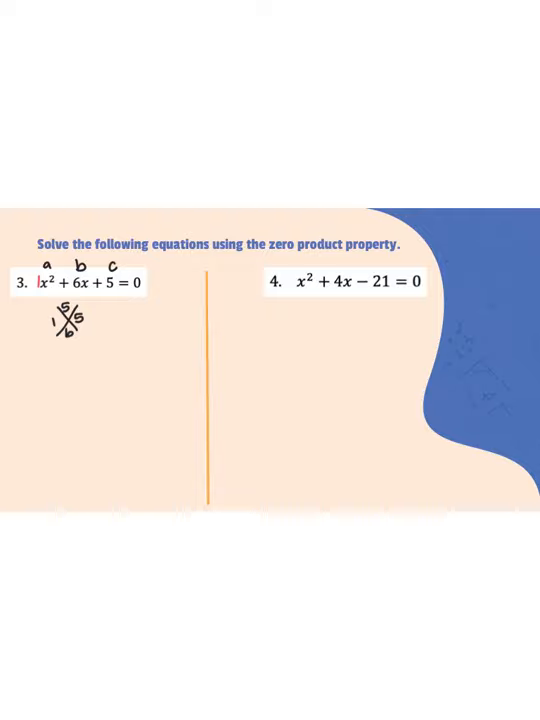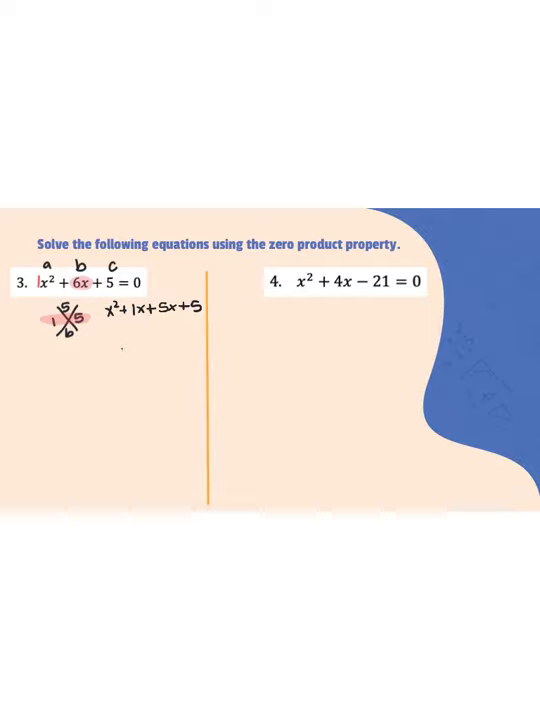So I'm going to take my b value, and I'm going to replace it with these two right here. So I'm going to rewrite my problem with that replaced b value. So I'm going to say x squared plus 1x plus 5x plus 5. Remember to put that c value at the very end.